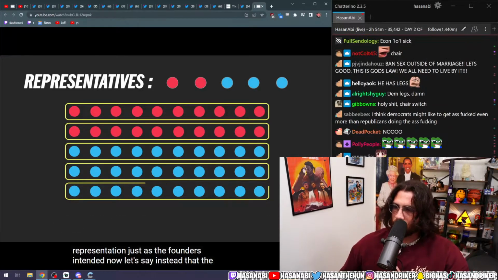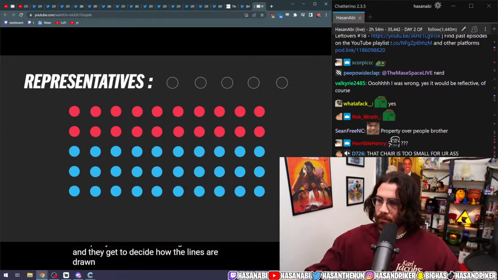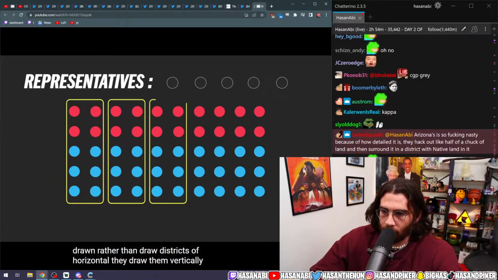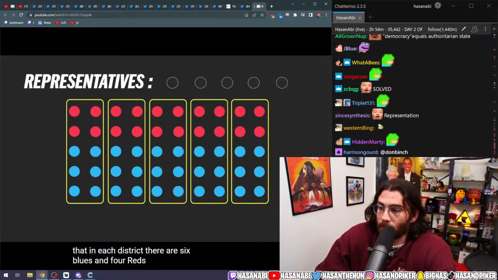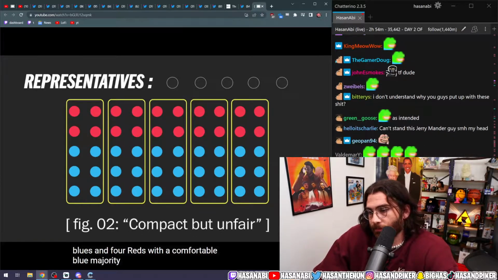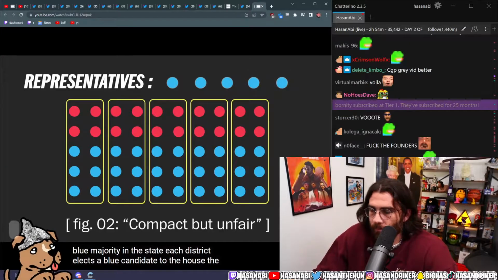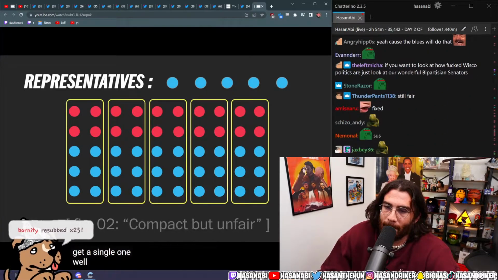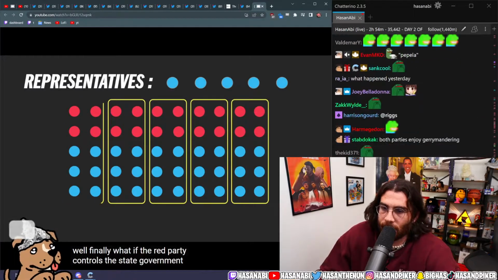Now, let's say instead that the blue party controls the state government, and they get to decide how the lines are drawn. Rather than draw districts horizontally, they draw them vertically, so that in each district there are 6 blues and 4 reds. With a comfortable blue majority in the state, each district elects a blue candidate to the House. The blues win 5 seats, and the reds don't get a single one. Oh well. Finally, what if the red party controls the state government?